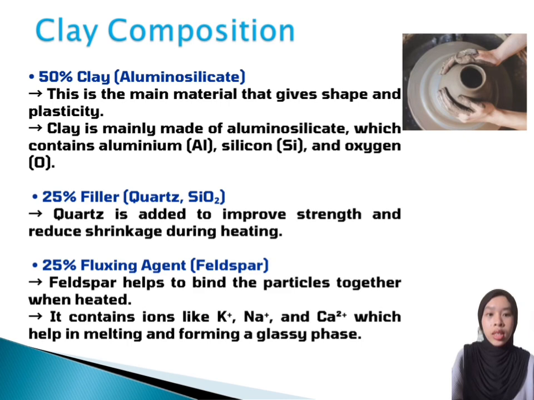SiO2. Quartz is added to improve strength and reduce shrinkage during heating. The last one is 25% fluxing agent, which is feldspar. Feldspar helps to bind the particles together when heated. It contains ions like K+, Na+, and Ca2+, which help in melting and forming a glassy phase.